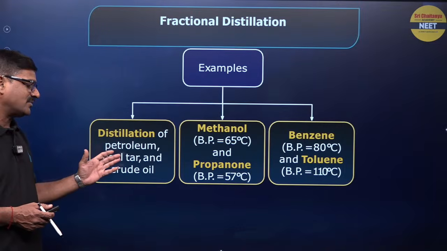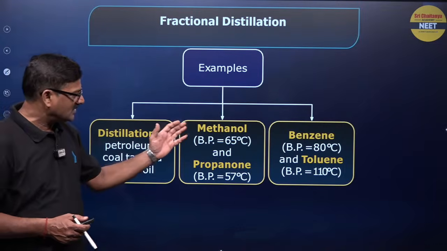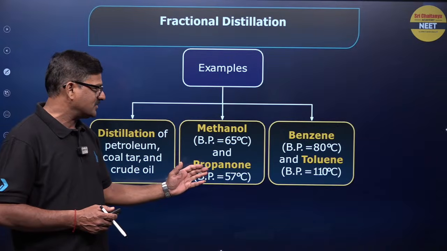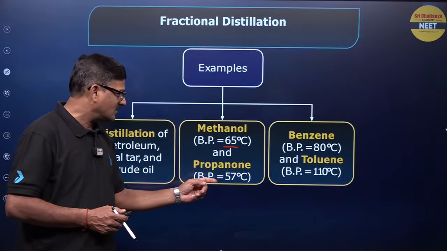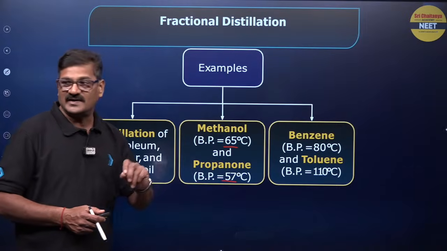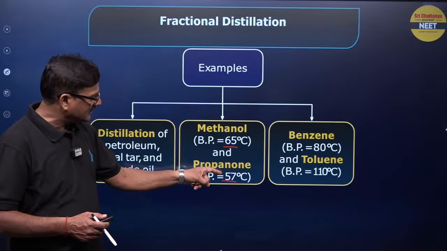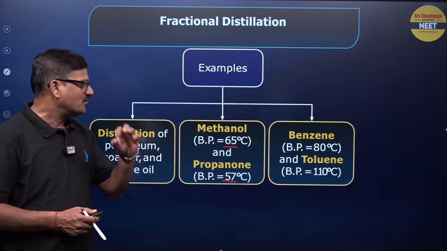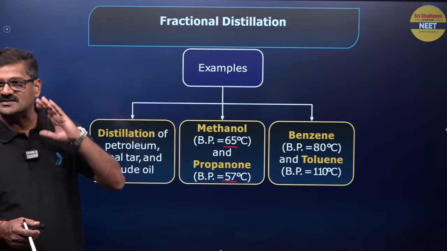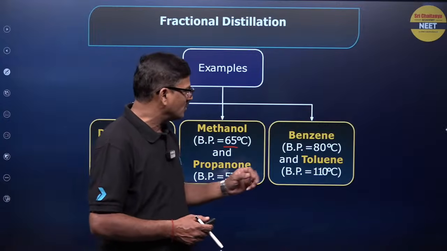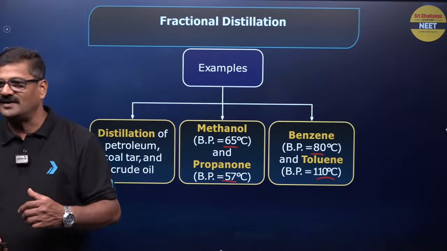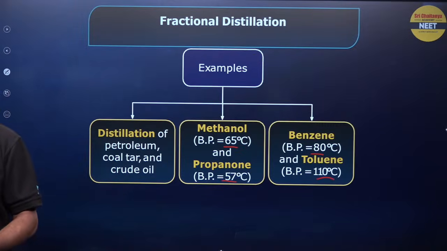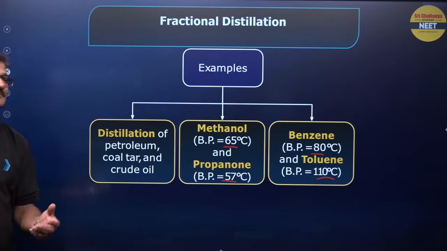Petroleum products are separated by this method, and methanol and propanone too. You can see methanol at 65 degrees centigrade and propanone at 57 degrees centigrade, and you see the difference between these two is very small, about 8 degrees. Benzene and toluene, 80 to 110, is also very close, right? So we can do it.